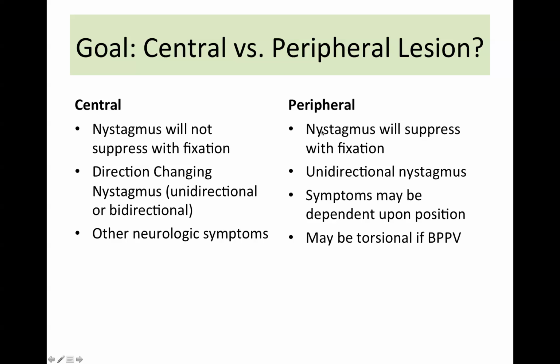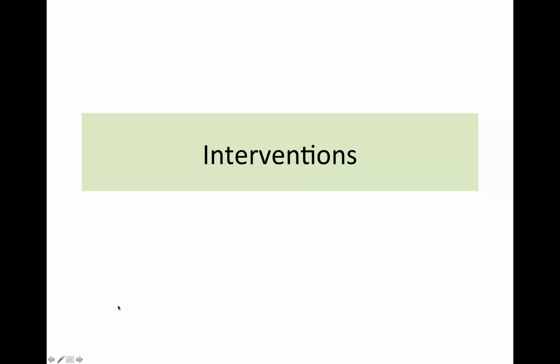Peripheral, the nystagmus will often suppress with fixation. The direction of the nystagmus will always be unilateral. So if you have a left ear problem, remember, the fast phase will be in the opposite direction, regardless of the position of the eyes or the head. You might have symptoms that are dependent upon position, like BPPV. You might see some torsional nystagmus with BPPV as well.